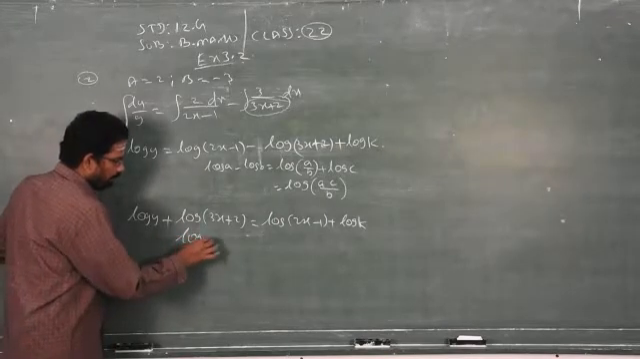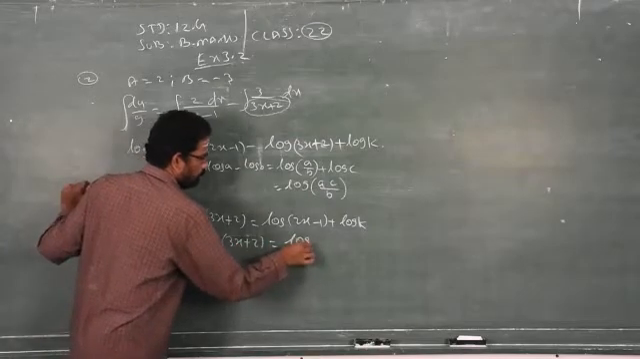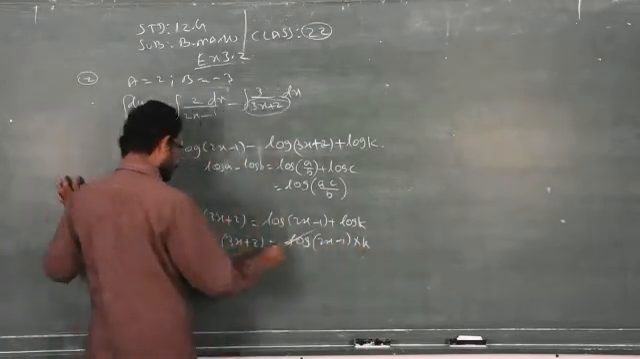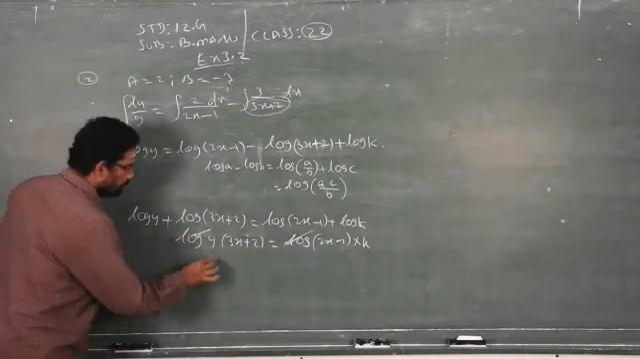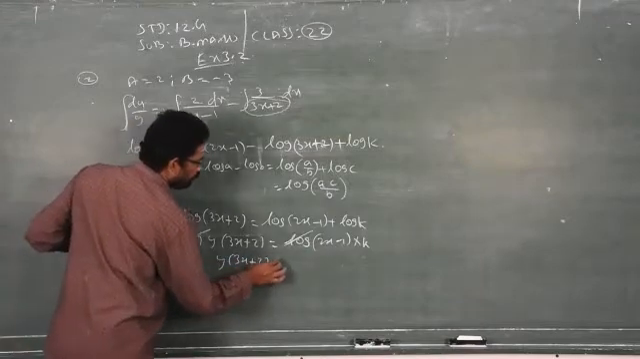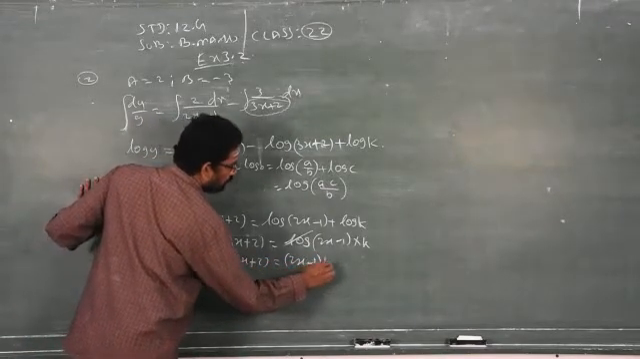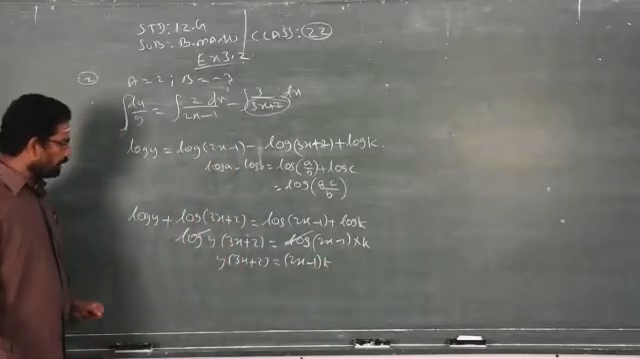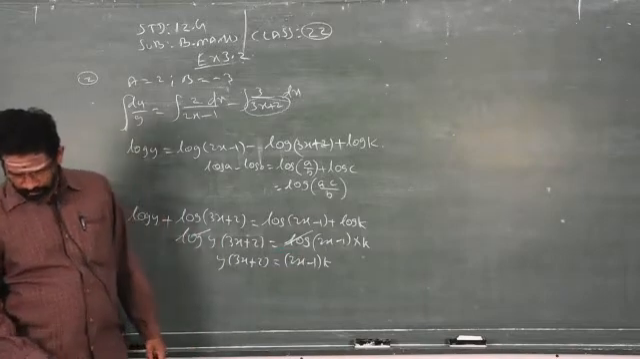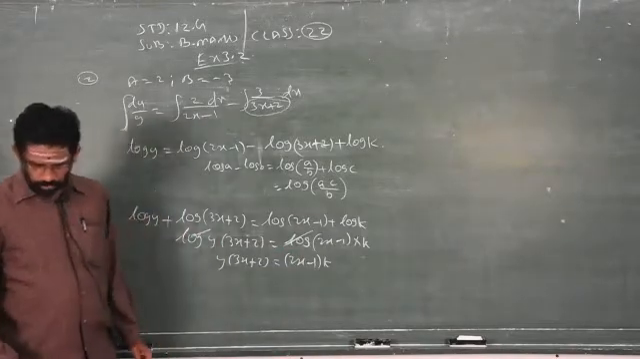So this will become log y of (3x + 2) equals log of (2x - 1) into k. Both sides, the log gets cancelled. So we will get y(3x + 2) = (2x - 1)k. Clear. So now, this is your answer. You can stop up to this, but some information is given in the question: find the function when x is equal to 2 and y is equal to 3 by 8.